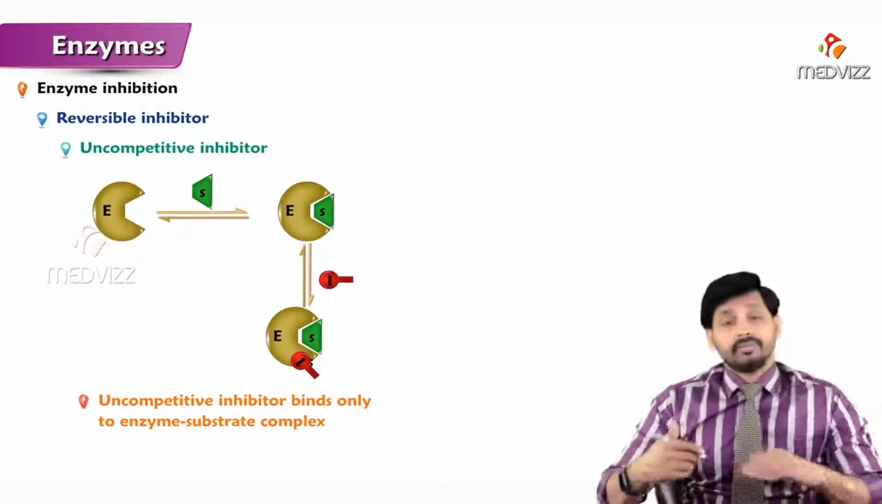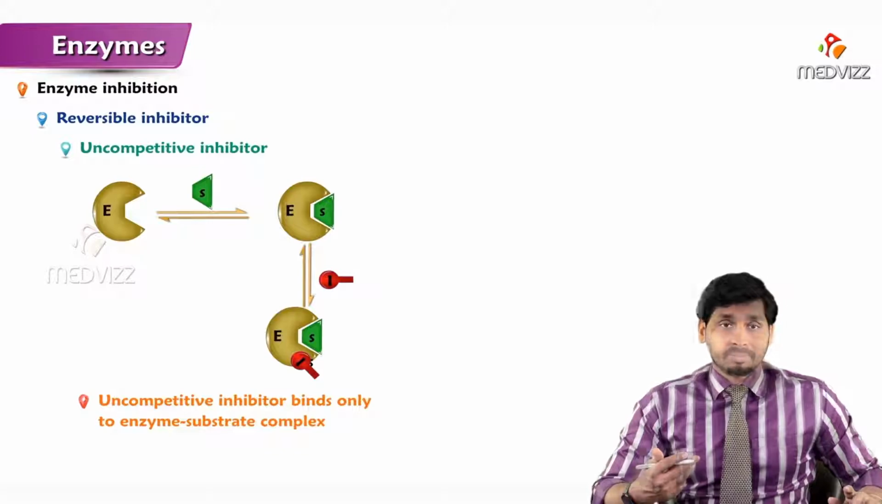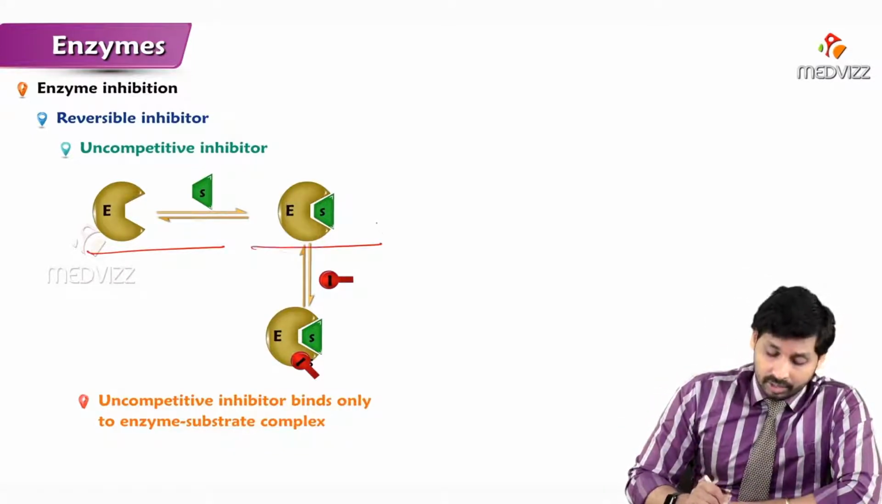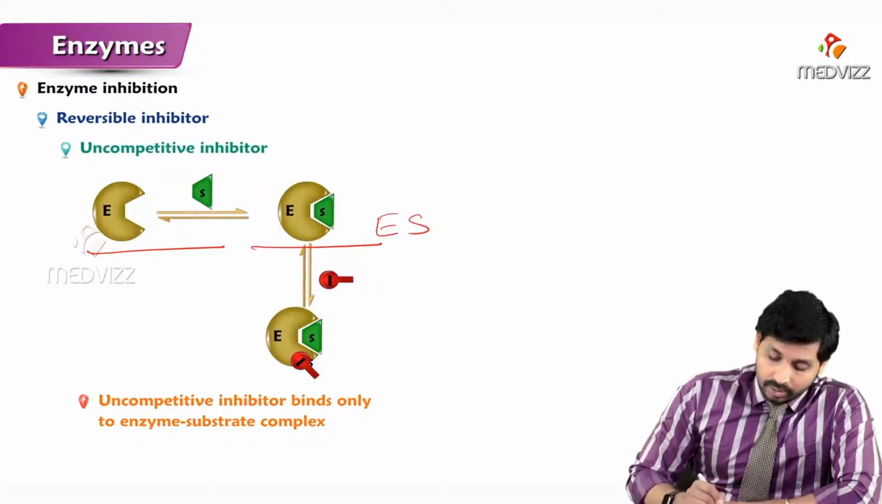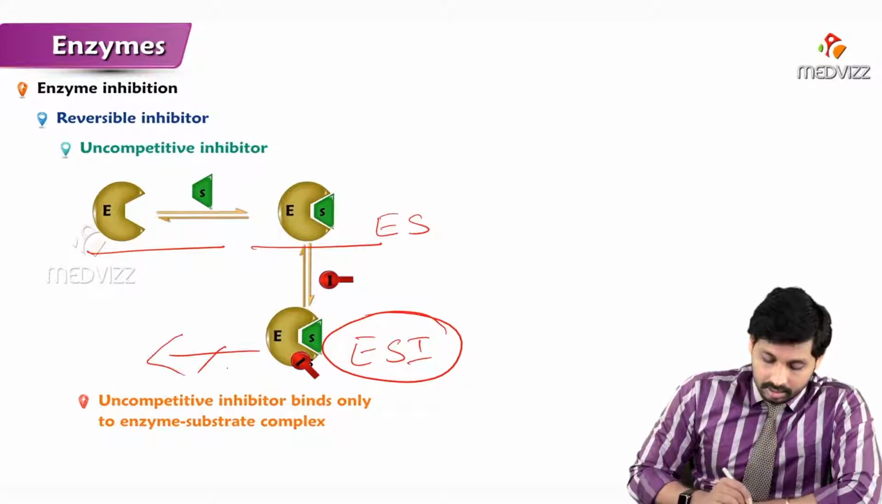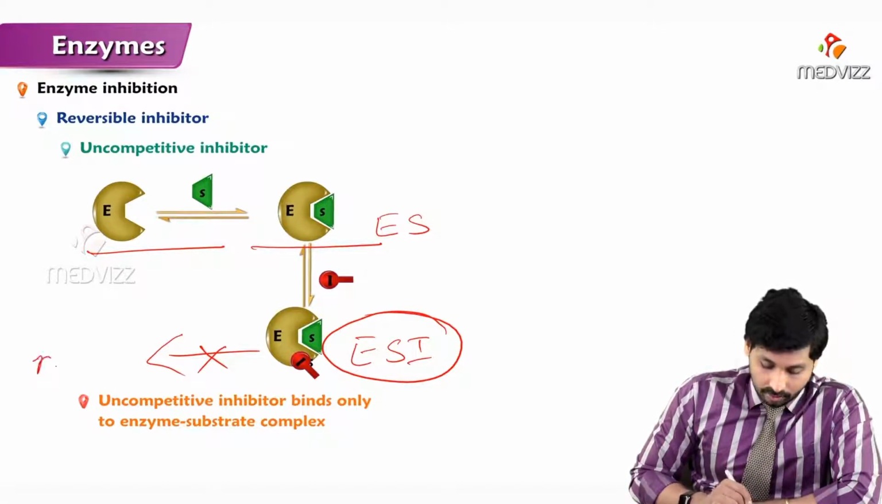When you see the diagrammatic representation, first there is a formation of the enzyme substrate complex, the ES complex. To this, the inhibitor will combine to form the enzyme substrate inhibitor complex, which doesn't carry forward, and there is no product.